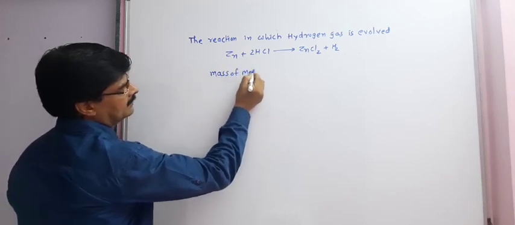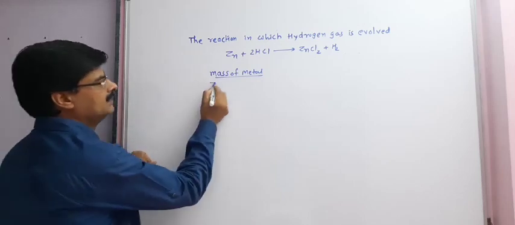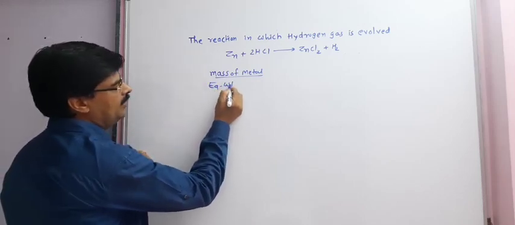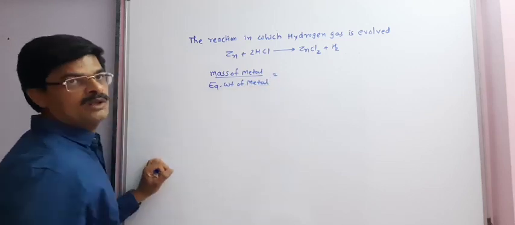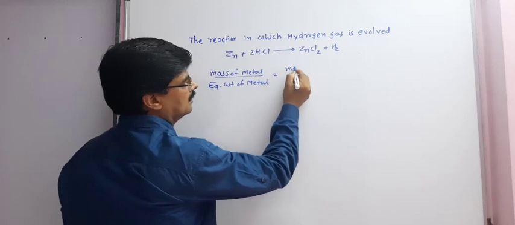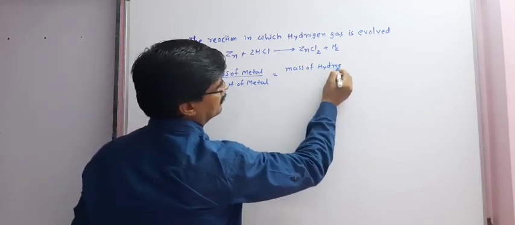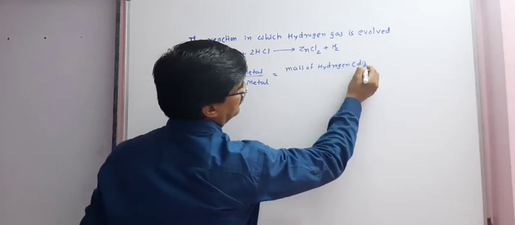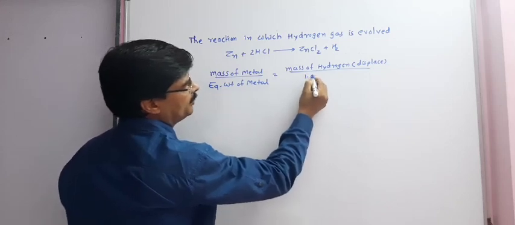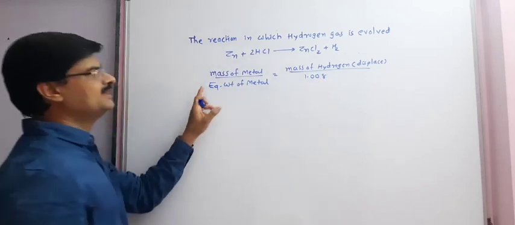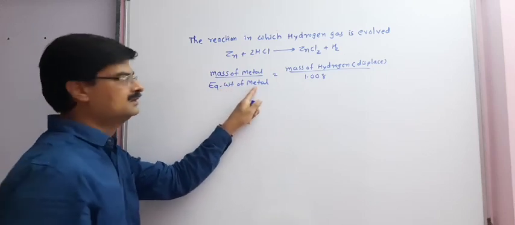Mass of metal, or weight of metal, divided by equivalent weight of metal is equal to mass of hydrogen displaced divided by 1.008. By using this simple formula, we can find out the equivalent weight of metal.